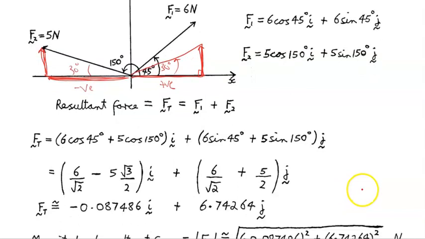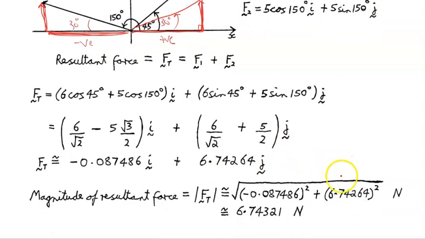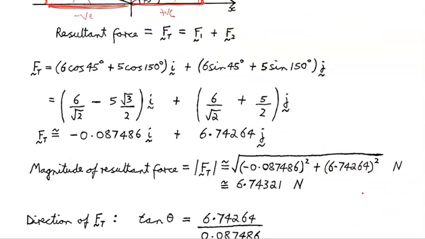Putting all this through a calculator, the total resultant force is approximately negative 0.087486 in the i direction, plus 6.74264 approximately in the j direction. Now, the magnitude of the resultant vector, how many newtons, will be the square root of the sum of the squares of each of the components. So we get 6.74321 newtons.